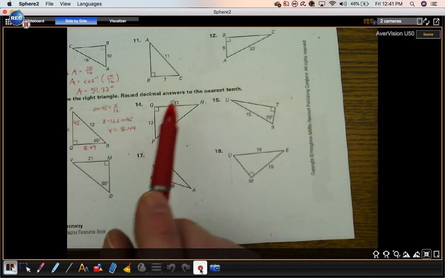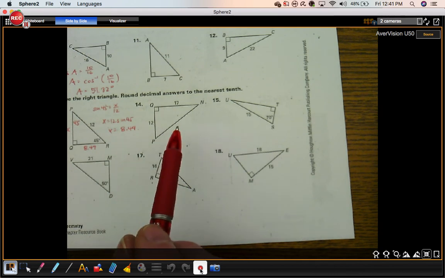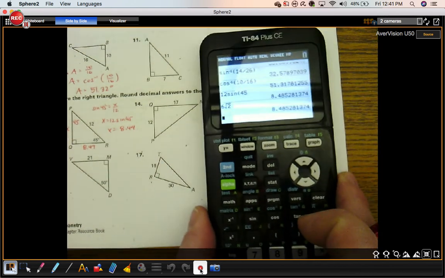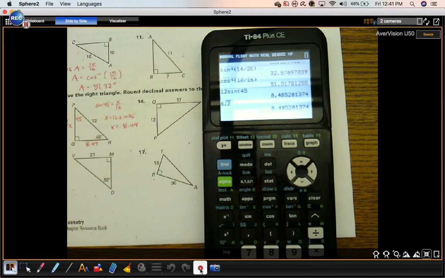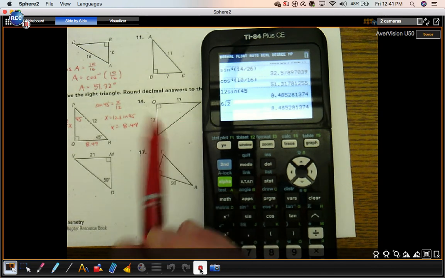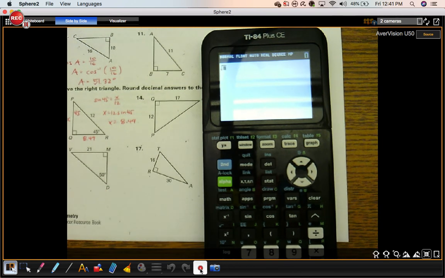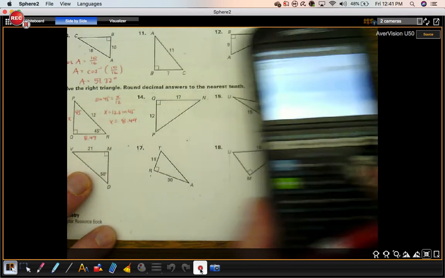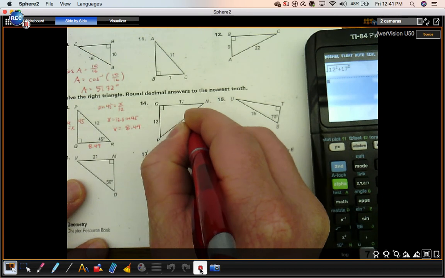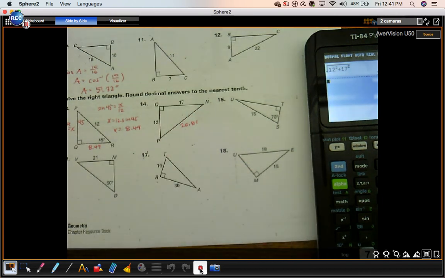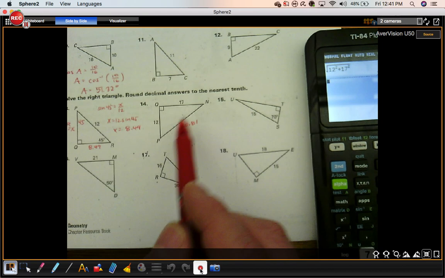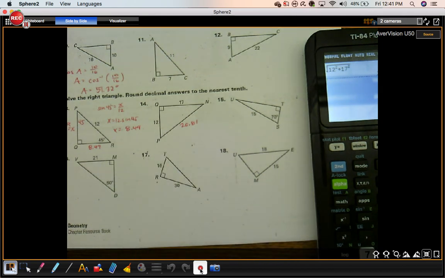Number 14, this time they give you two legs. If you know two legs, you definitely know the third side. Remember, you know the hypotenuse. Right triangles don't have three legs. Okay, so we're going to take the square root of 12 squared plus 17 squared. That's your hypotenuse length, 20.81. And that's rounded, so don't use that to calculate anything else. Use the two things they gave you to calculate whatever else is left.